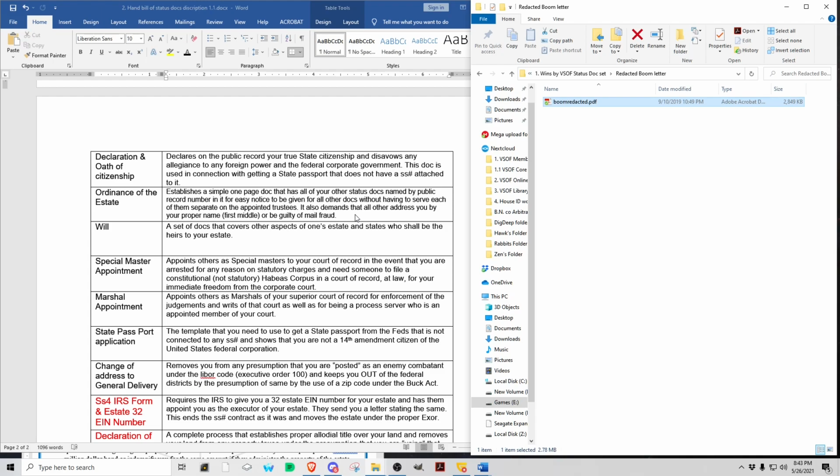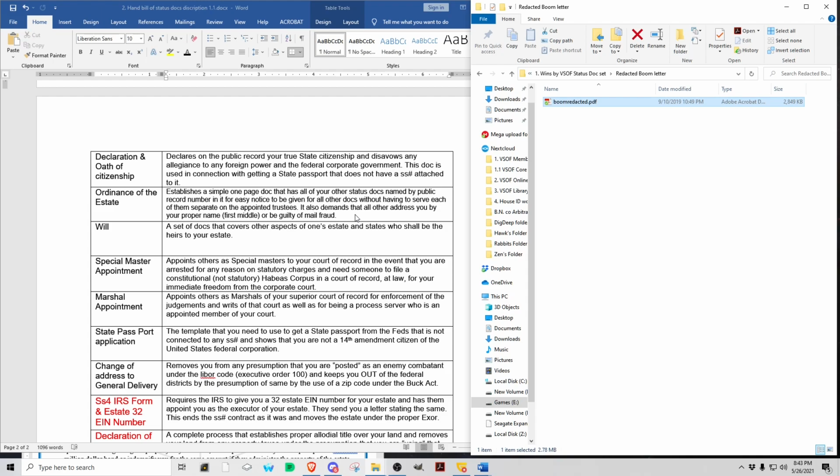Now, some people have done that, which is perfectly fine. It is the proper way to do everything 100% thoroughly, so that they got a copy, because I have a process service affidavit that says they did, and that they got a certified copy, meaning it was not altered or changed from what is on the public record. So that's the ordinance of the estate.